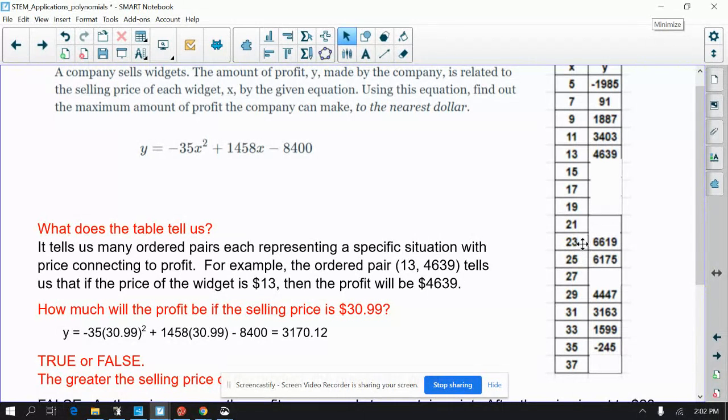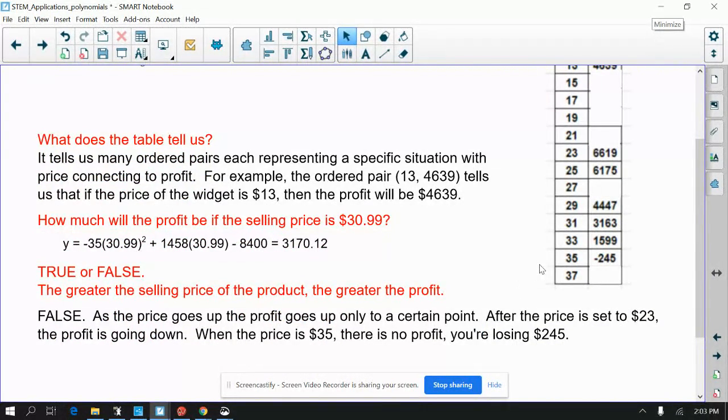When we set it for $23 a piece, we're making this profit, 6,619. But if we set the widget for $25 a piece, we're making less. We're making 6,175. So not as much as if we priced it at 23. And at this point on, the higher the price is, the less profit there will be. And a bad scenario is if we sell it for $35 a piece, we don't make any money at all. We lose $245.